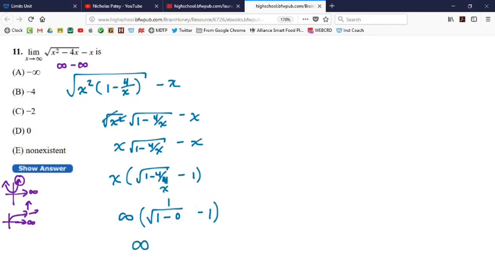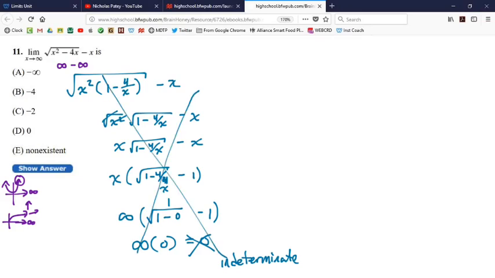Now, if you had infinity times 0, that is an indeterminate form. It does not equal 0. So we got an indeterminate form going this way, unfortunately, so I had to try to attack this a different way. So this is gone.